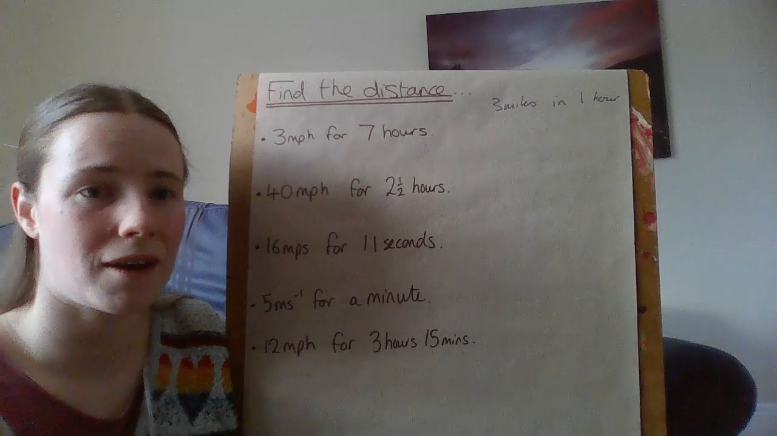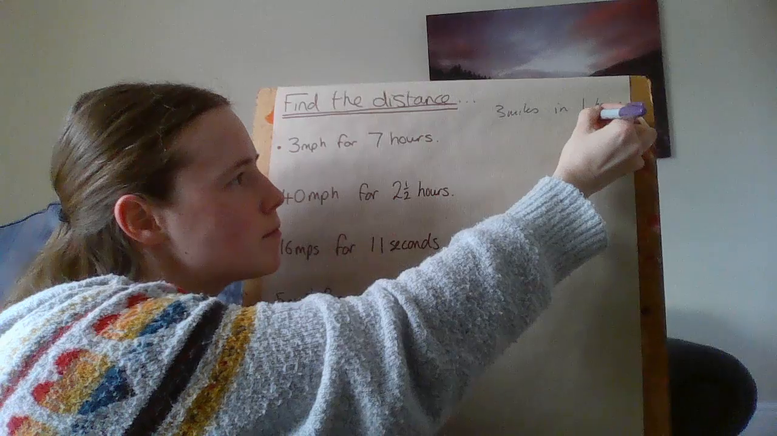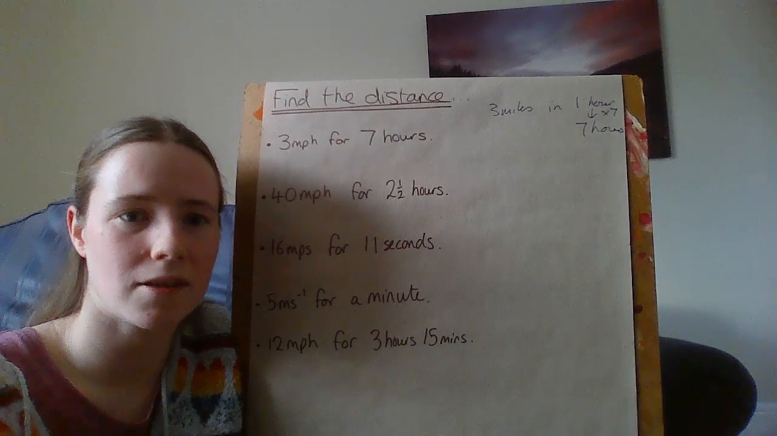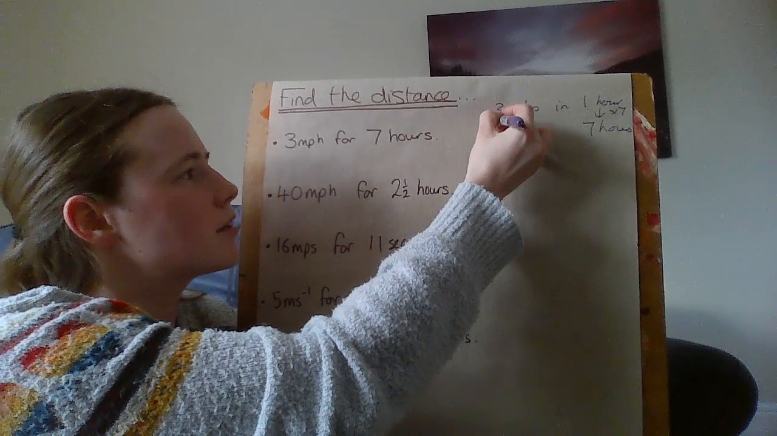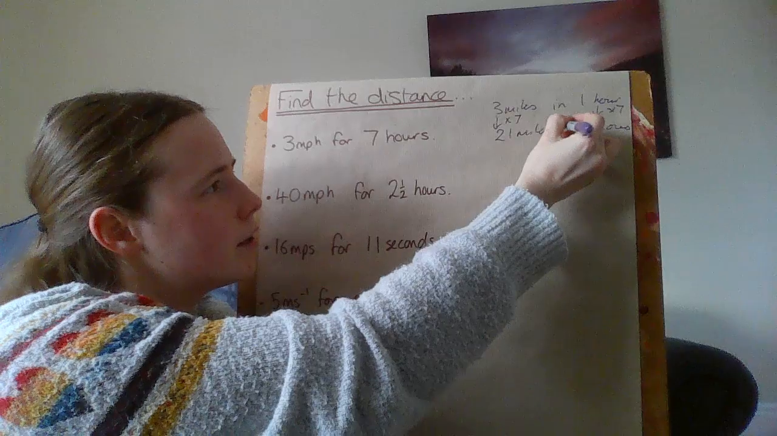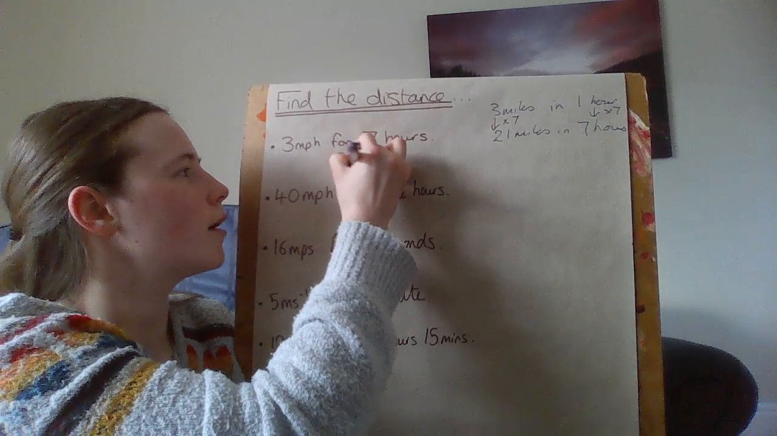So this works just like a ratio. If I want to go for 7 hours, I've times my time by 7. So the distance I'm going to get is also going to get times by 7. So I can just times that by 7 and get 21 miles in 7 hours. So the answer to the first one is 21 miles.